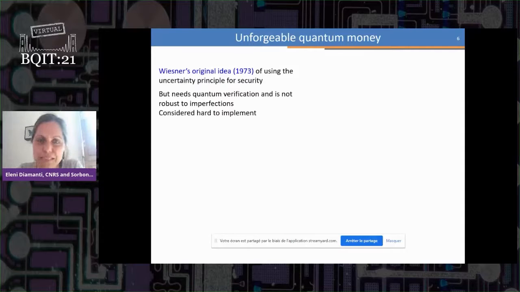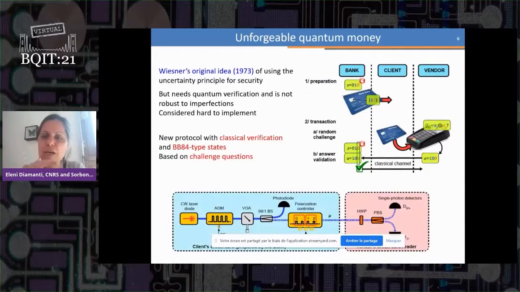Another protocol that is interesting is the quantum money, which was actually the original protocol that was used by Wiesner, based on the uncertainty principle, before even BB84. And it was considered for a long time very hard to implement for exactly the same reasons. It of course needs quantum memory. It needed a bouncing of quantum states from the bank to the client and vendor with non-demolition measurements. So this was extremely complicated.